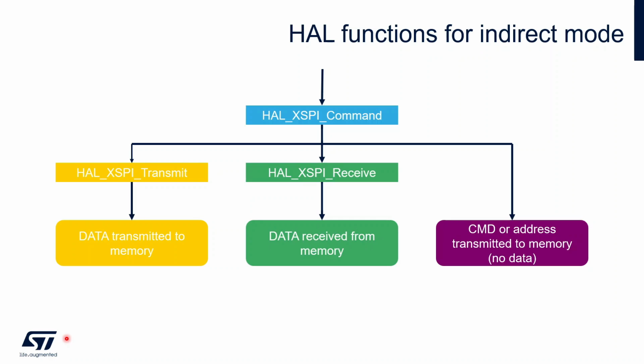Sending the commands in the indirect mode is quite simple. We will always call the HAL XSPI command, which can be followed by the transmit in case we want to send data, or by the receive if we want to receive data from the memory. If we want to send only the command without any data, it is not followed by anything, and the command function is the only one we need.